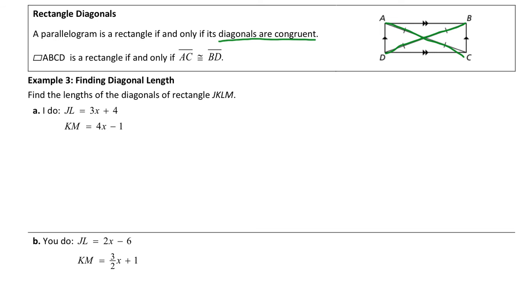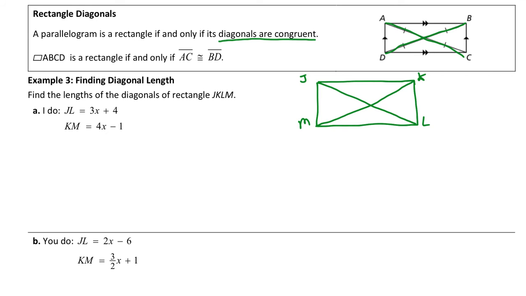So in example 3, we're going to find the lengths of diagonals in rectangle JKLM. So if JKLM is a rectangle, that means JL is a diagonal and KM is a diagonal, which means those diagonals must be congruent. JL equals KM. For JKLM to be a rectangle, these expressions have to be equivalent, meaning 3x plus 4 must be equal to 4x minus 1.